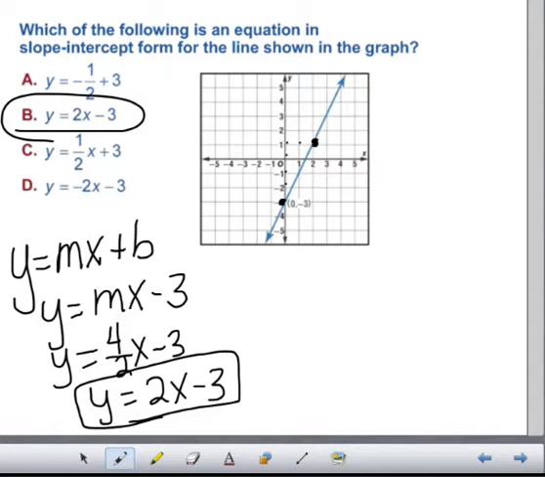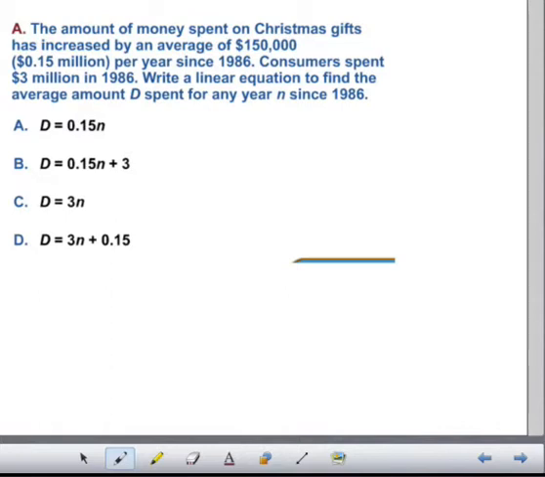Look at this problem. This is taking what we're learning, because y'all are always saying, what does this have to do with anything? Well, we can apply this to real-life situations. It says the amount of money spent on Christmas gifts has increased by an average of $150,000, which is $0.15 million a year since 1986. Consumers spent $3 million on Christmas gifts in 1986. Write a linear equation to find the average amount, D, spent for any years N since 1986.